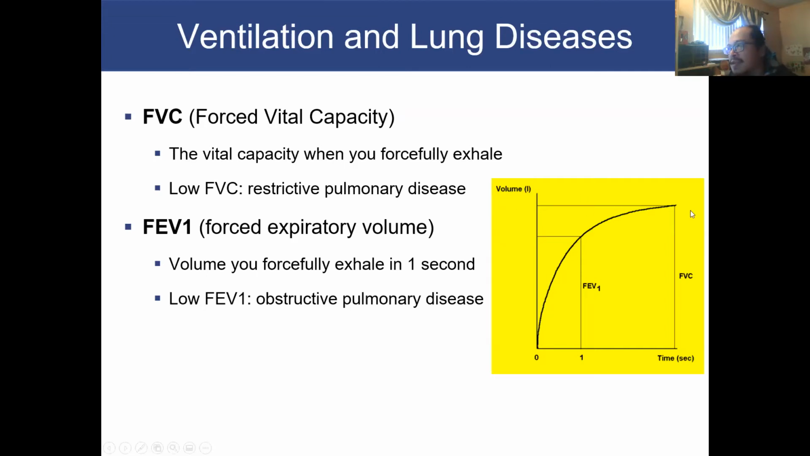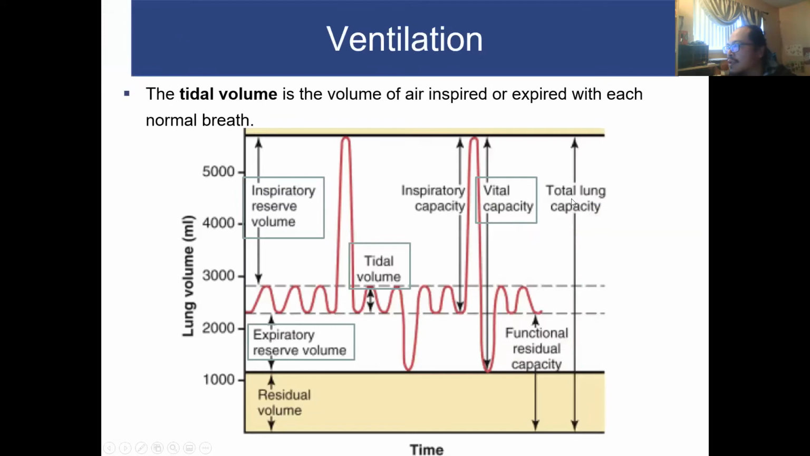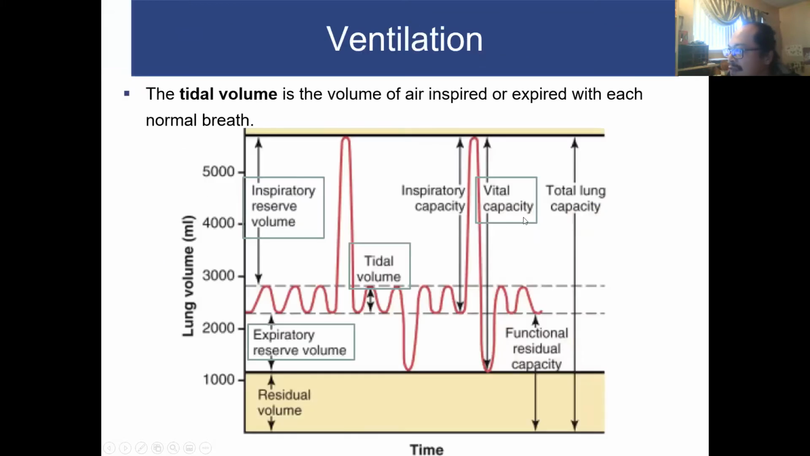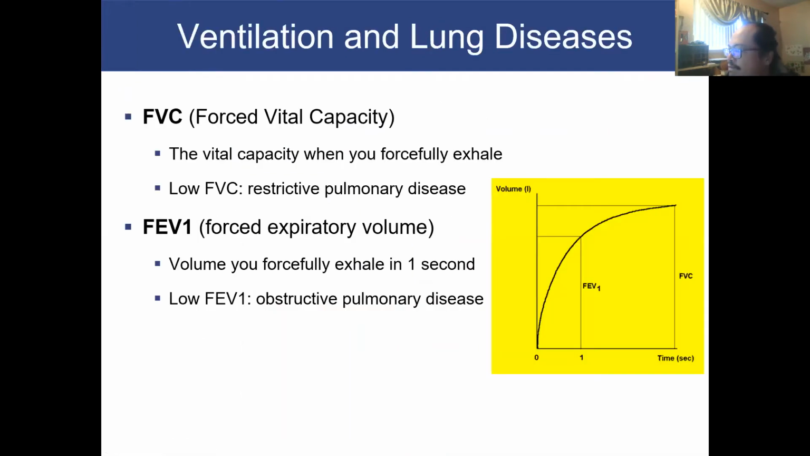One is the total capacity, which is the vital capacity. That's the total amount you can breathe in and breathe out. In this graph, we call it the forced vital capacity because the vital capacity is forced. You have to breathe in all you can and breathe out all you can. So that's the vital capacity, also the forced vital capacity. You can get that first, right?